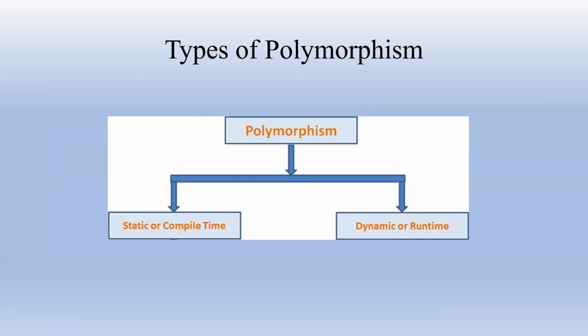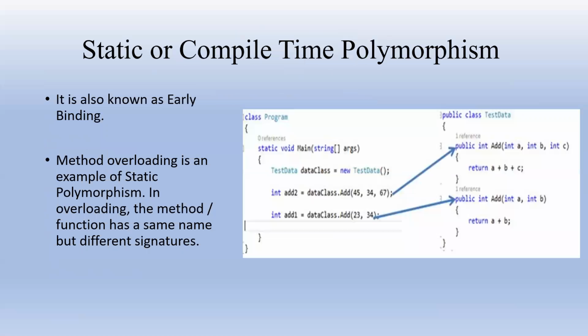There are basically two types of polymorphism. First is static or compile time polymorphism, also known as early binding or method overloading. The second is dynamic or runtime polymorphism, also known as late binding or method overriding. So first is static or compile time polymorphism, also known as early binding. So example of this is method overloading.